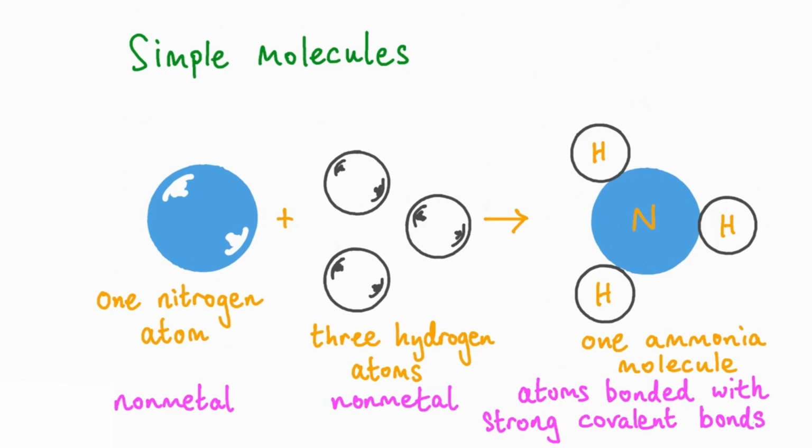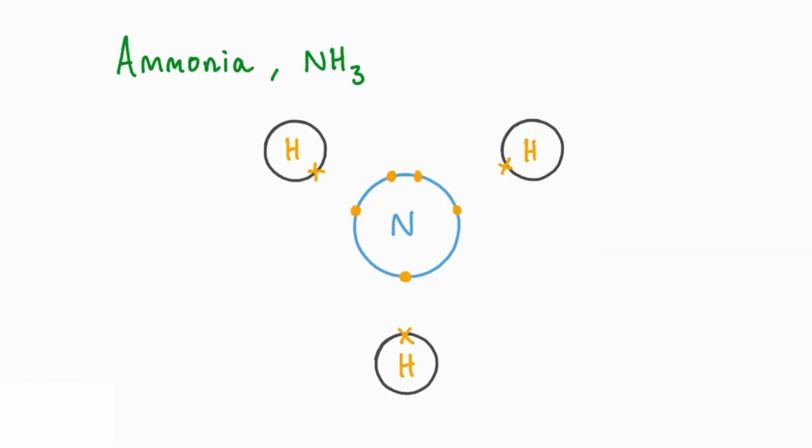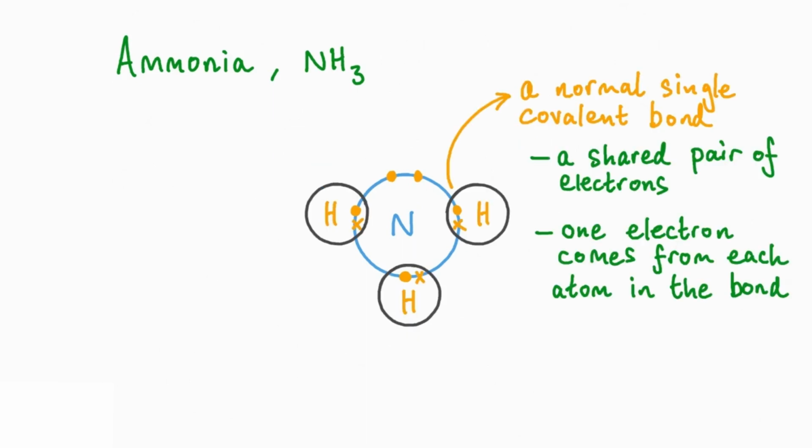One nitrogen atom lies at the centre of the molecule and it is bonded to three hydrogen atoms. Notice that both of these elements are non-metals. In ammonia, three single covalent bonds are formed. Each bond is a normal single covalent bond. A covalent bond, remember, is a shared pair of electrons. In a normal single covalent bond, one electron comes from each atom in the bond.